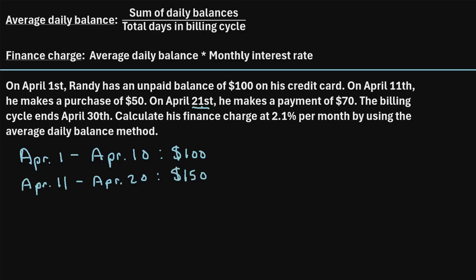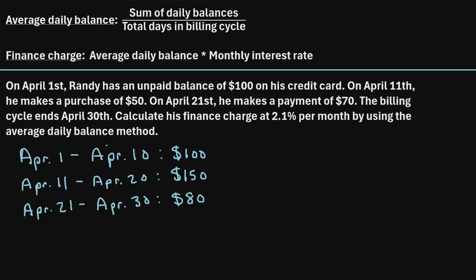Then on the 21st, he makes a payment of $70. So in other words, he pays down his credit card balance. So $150 minus $70, that would bring his balance down to $80. And it looks like he carries that balance through the end of the billing cycle on April 30th. So we can say from April 21st through April 30th, his balance was, remember, $150 minus $70, so it was $80. So to calculate his average daily balance over these 30 days of April, we need to find the sum of the daily balances first.